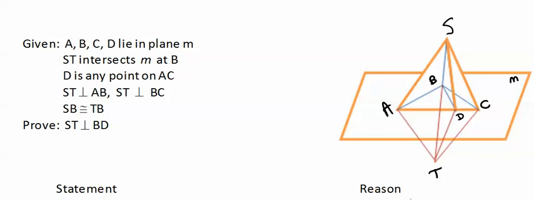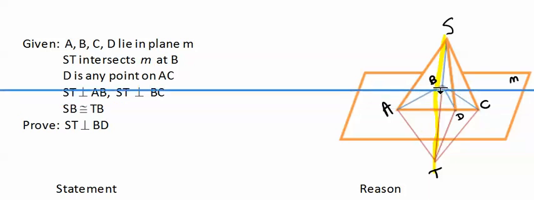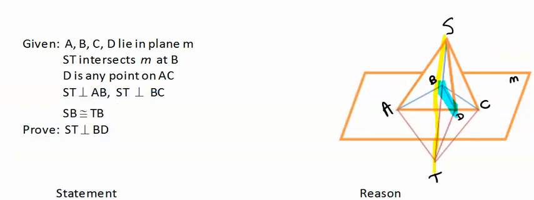So let's think about what we are trying to prove, that ST is perpendicular to BD. And think about the ways that we can prove perpendicularity. We can prove that the angles are congruent and supplementary, and we can also try to use the equidistance theorem, by proving that two pairs of the segments are congruent to the endpoints, which would imply the perpendicular bisector, which would imply that it is perpendicular.